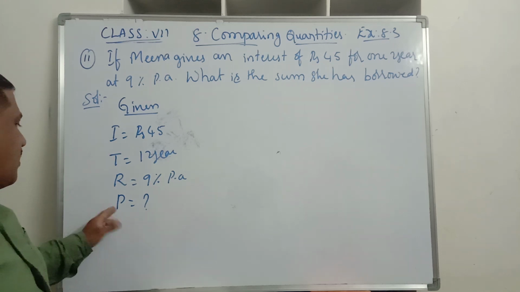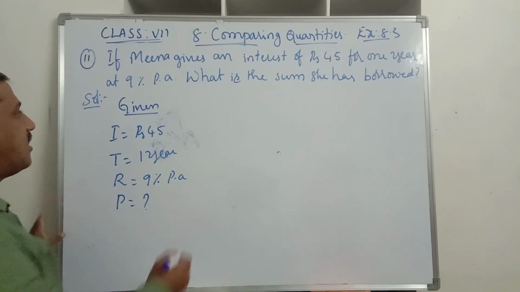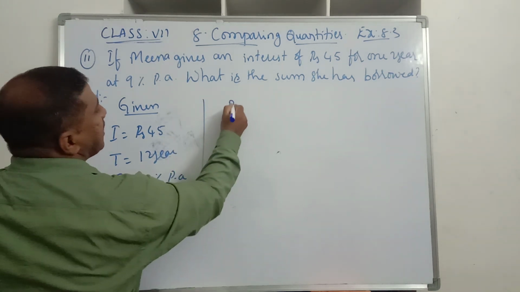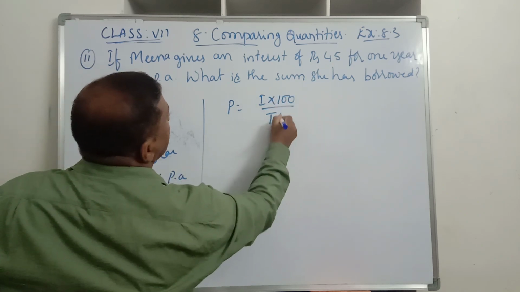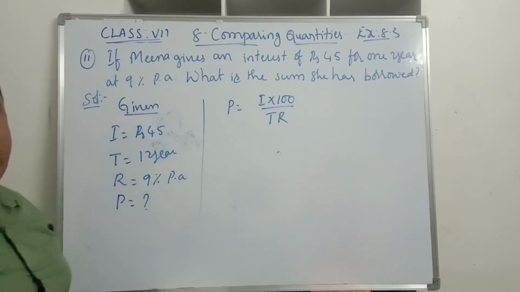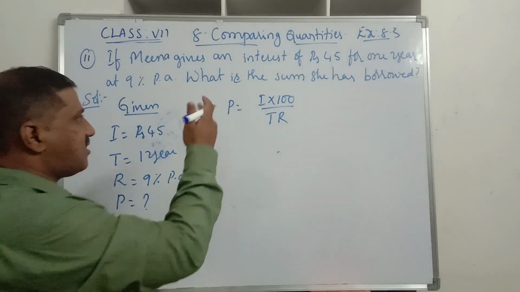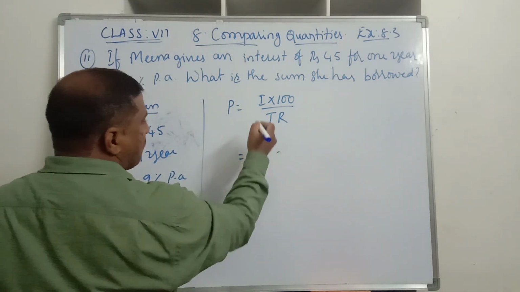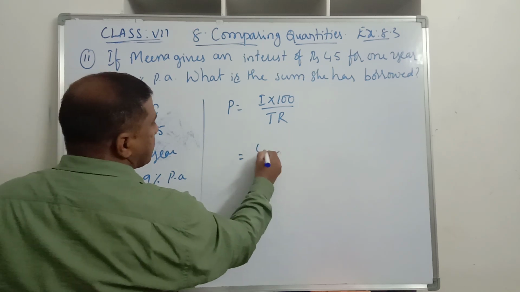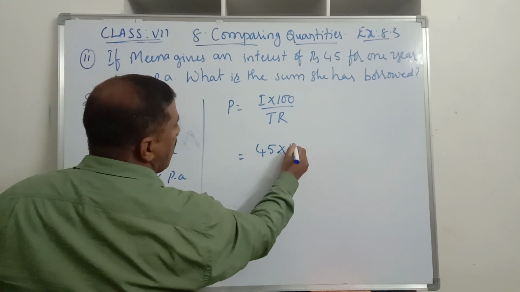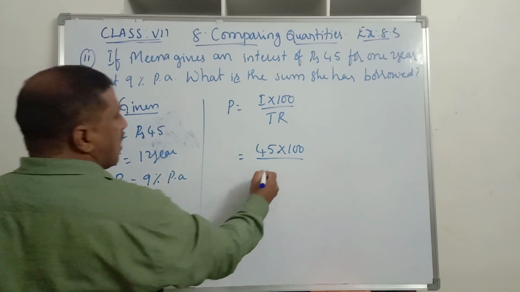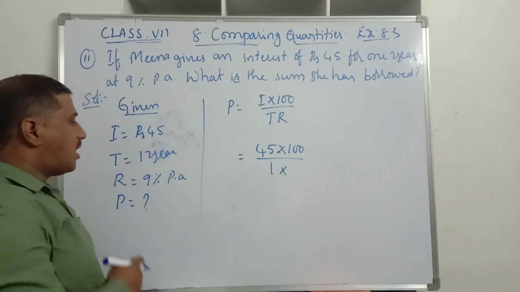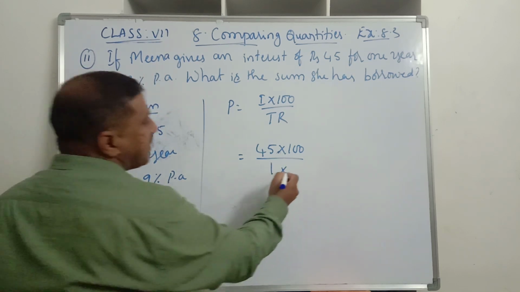So I gave you one formula to find a principal. Write that formula. P is equal to what? I into 100 divided by T into R, that is time and rate of interest. Now substitute in that formula. I is equal to what? 45 rupees into 100 divided by time is equal to 1 year into rate of interest is 9%.